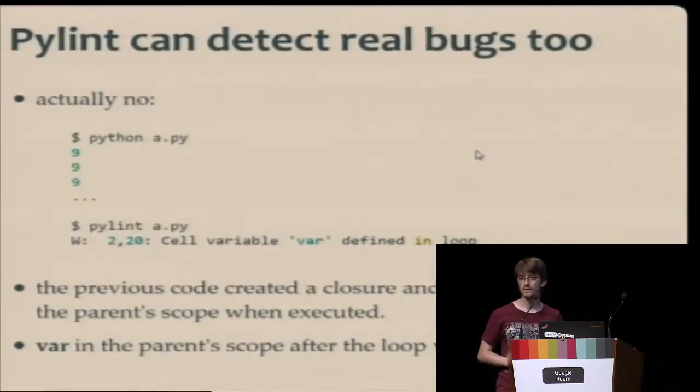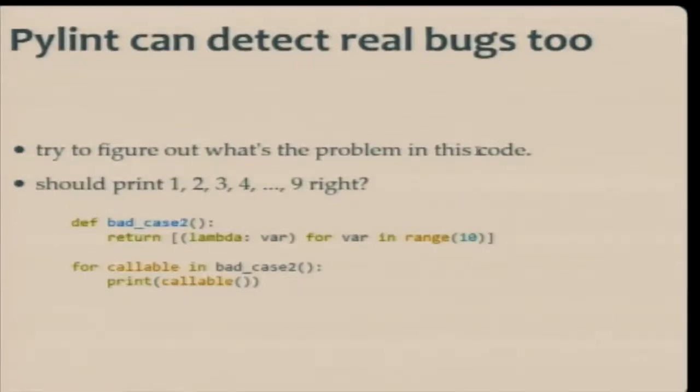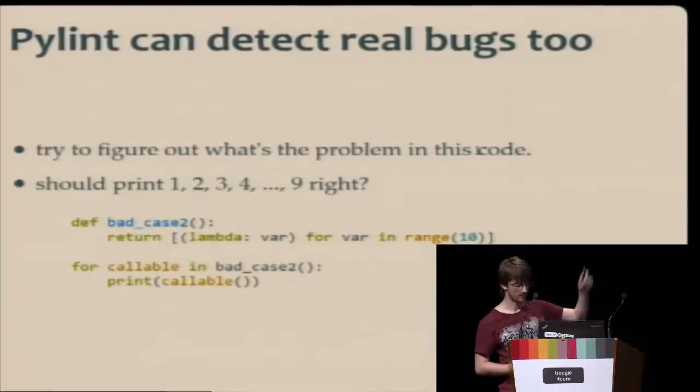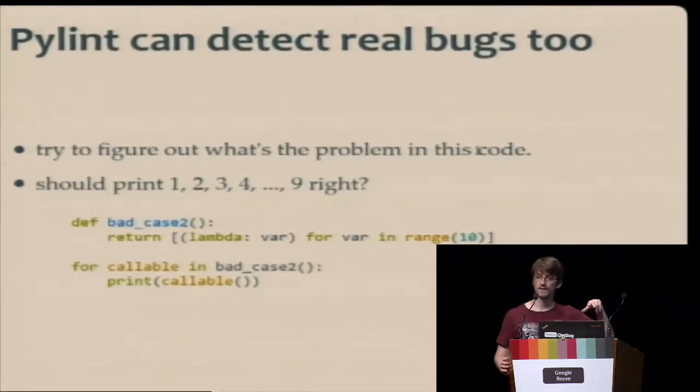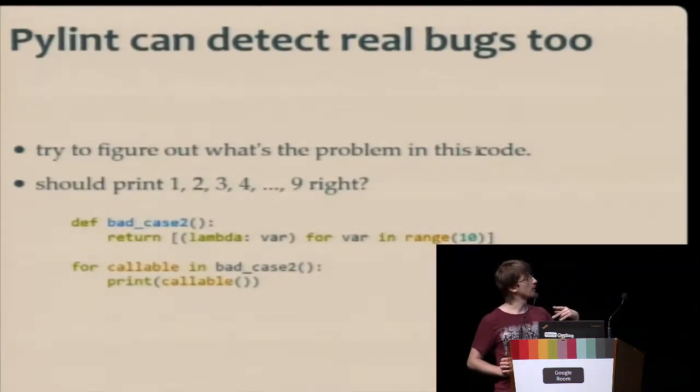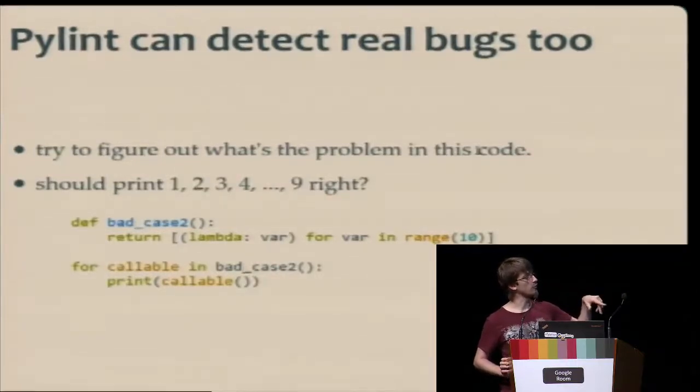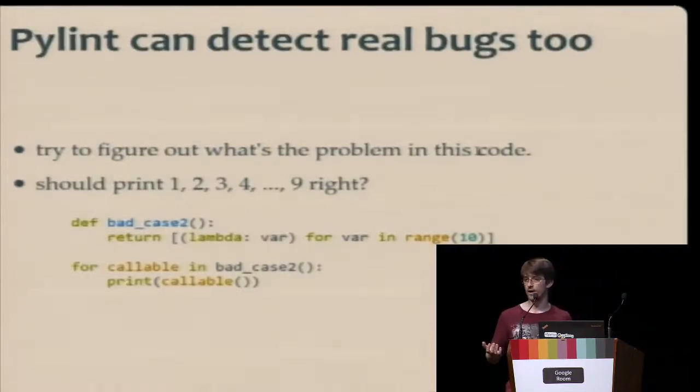Basically, what we did is we created a closure here, and var was looked up in the parent scope when called. And for this particular case, the parent scope was the list comprehension, at least on Python 3. So when the for loop was executed and the callable was called, the var was the last value from the for loop, which was 9.